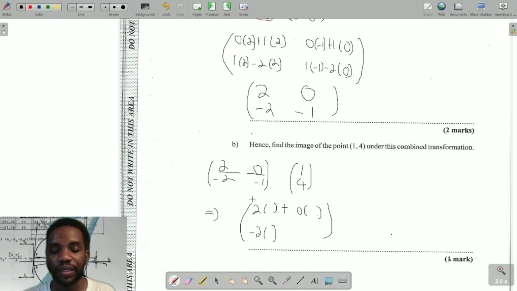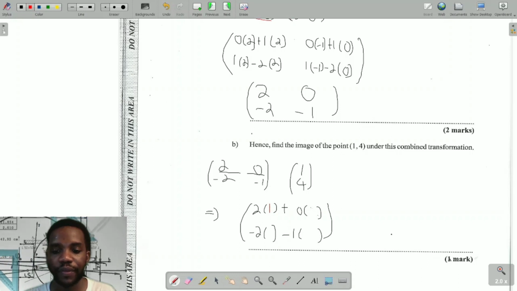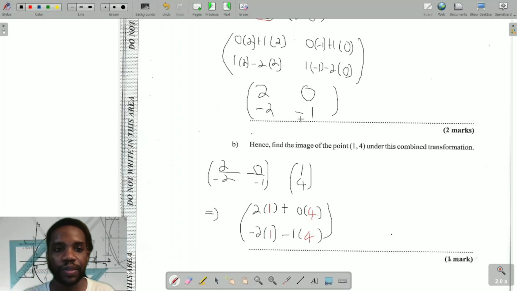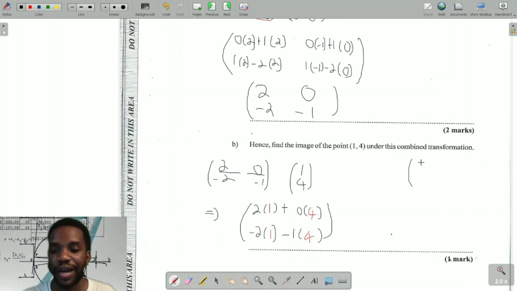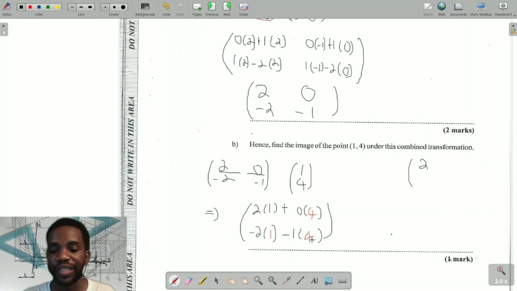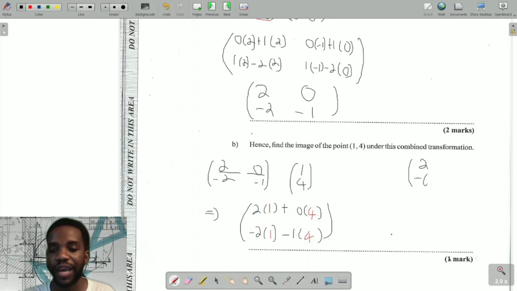Negative 2 times something. And then this is a minus 1. So minus 1 times something. I'm not going to put a plus minus 1 because a plus minus 1 is a minus 1. Now I put in the column over here. And the column is 1, 4. So I'm going to have, probably I should even use a different color to make you see it. 1, 4, 1, 4. So this now becomes 2 times 1 is 2, 0 times 4 is 0, so all you have is 2, and then negative 2 times 1 is negative 2, and then minus 1 times 4 gives me a minus 4. So you have minus 2, minus 4, which is minus 6.